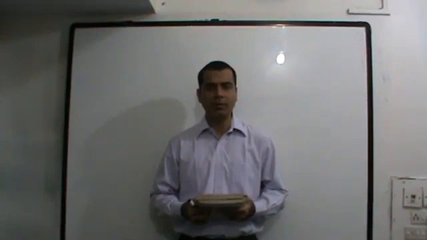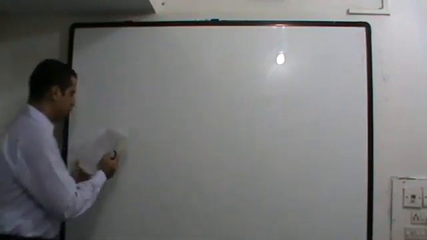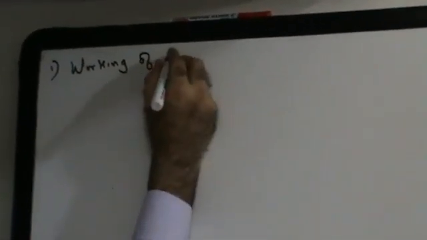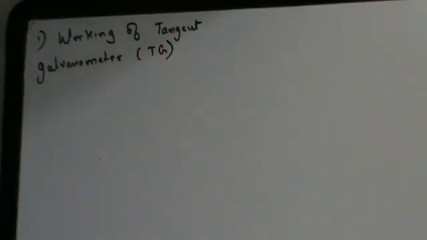I'm Sunil Mirwani and today we'll be doing this chapter called magnetic effect of electric current. We're going to see the working of tangent galvanometer today. It's referred to as TG, tangent galvanometer.